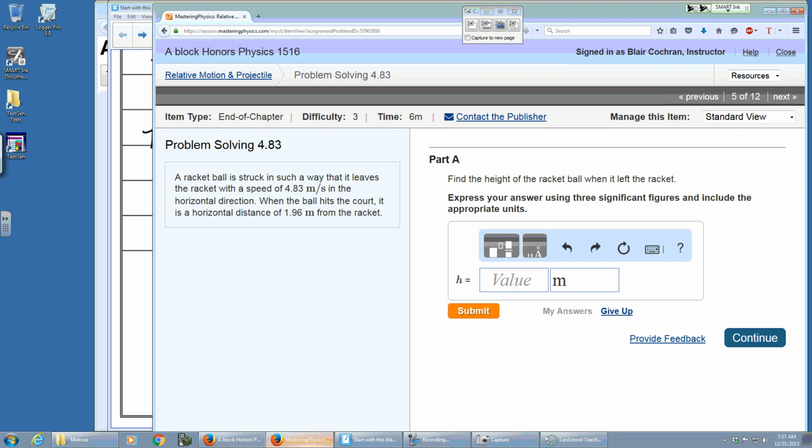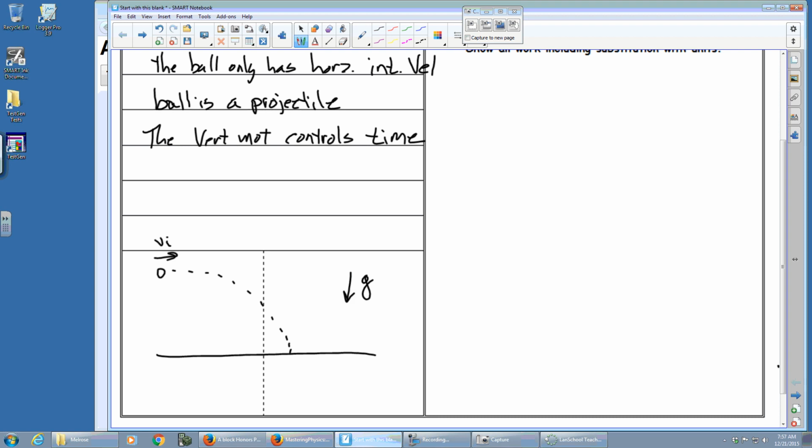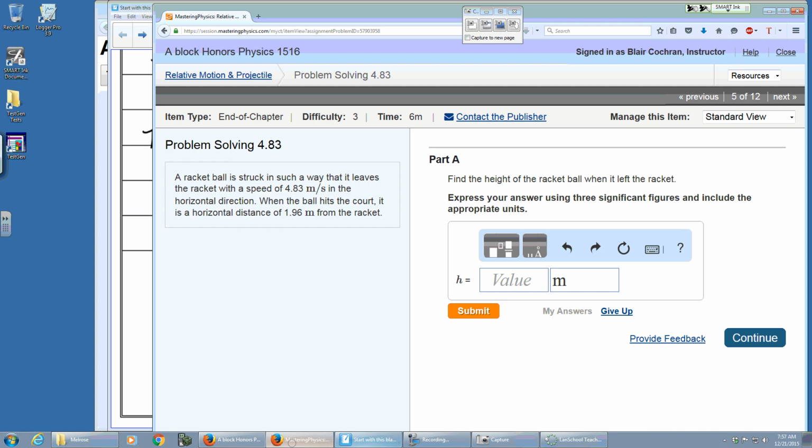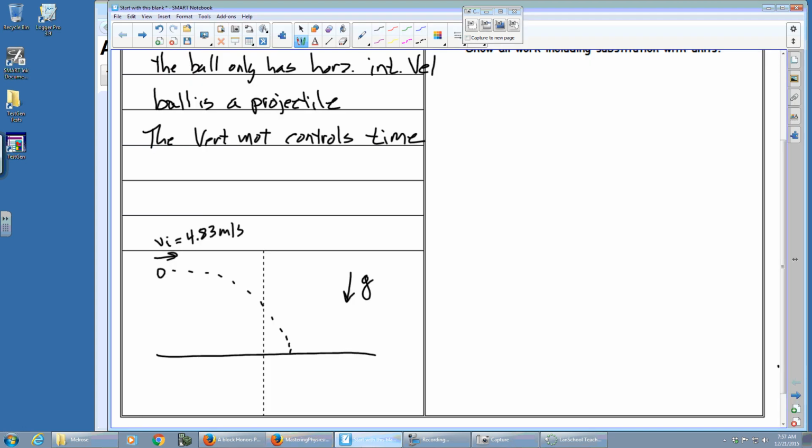Let's see, mine goes out. Mine is hit with 4.83 meters per second. Mine lands 1.96 meters away. And they want to know this height here, which maybe I'll call H.